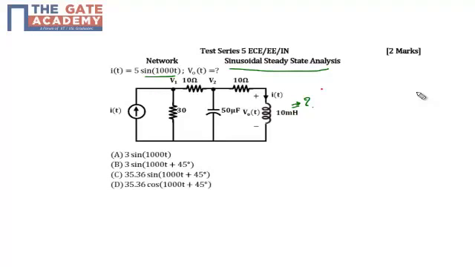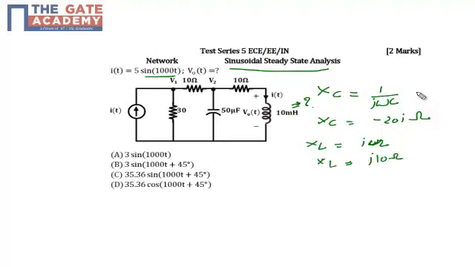So we have the capacitor, so we must have the reactance of the capacitor XC, and we have the inductor, so we must have the reactance of the inductor XL. Let's find the value of XC. XC will be 1 upon j omega C, where omega is 1000 and C is 50 microfarad, so it is minus j20 ohms. Similarly, XL will be j omega L. Omega is 1000 and L is 10 millihenry, so omega L will be j10 ohms.